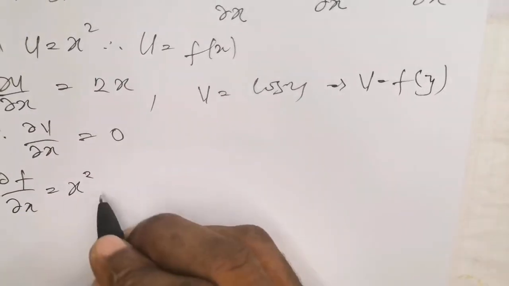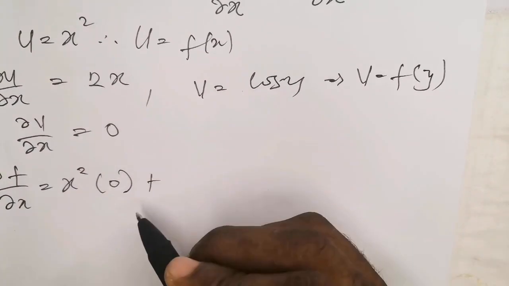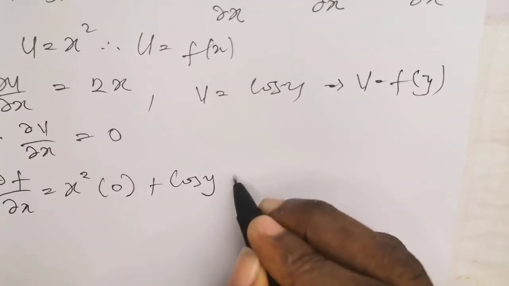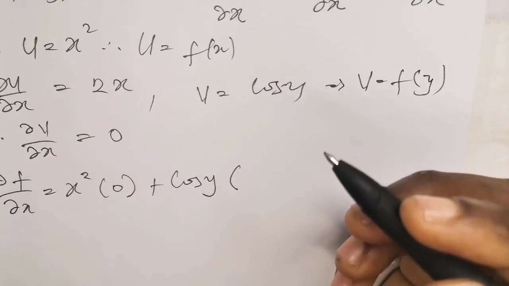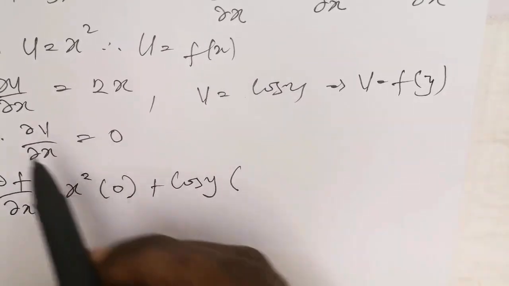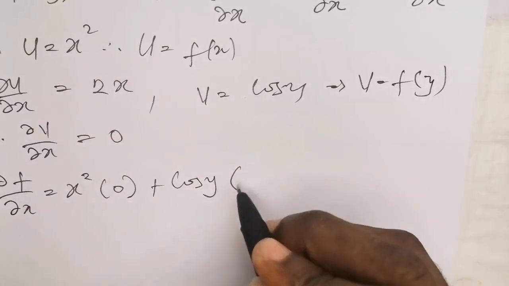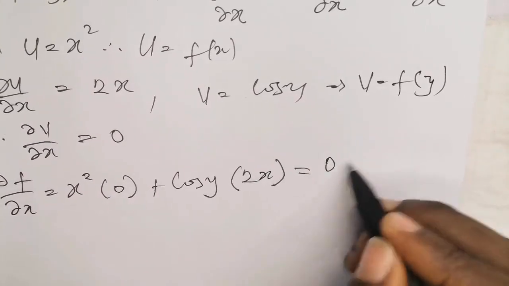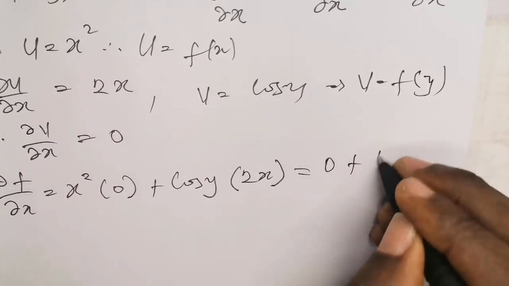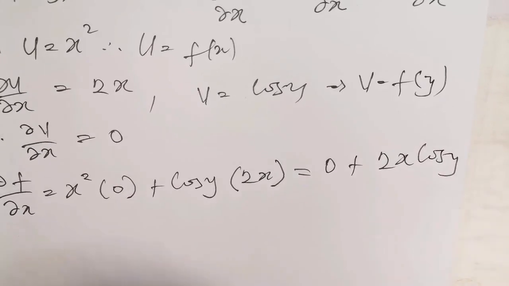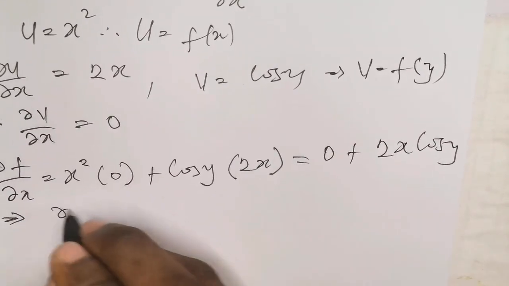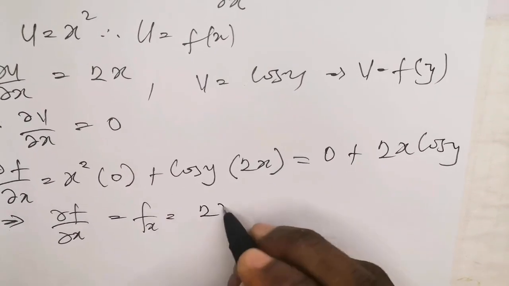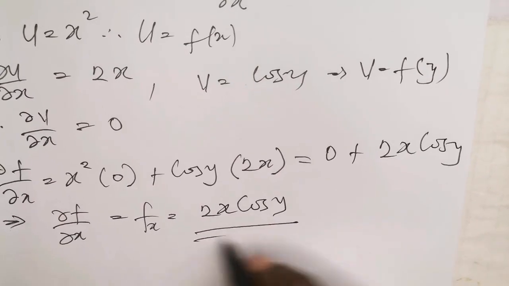Partial v partial x gives us 0. So we have times 0 plus, now you keep v as a constant, and v is simply cos y. Then differentiate u partially with respect to x. Partial derivative of u with respect to x gives us 2x, so you have times 2x, and this is equal to x squared times 0 is 0, plus 2x times cos y gives us 2x cos y. So this implies that partial f all over partial x, which is the same thing as fx, is simply equal to 2x cos y, and that is the answer.